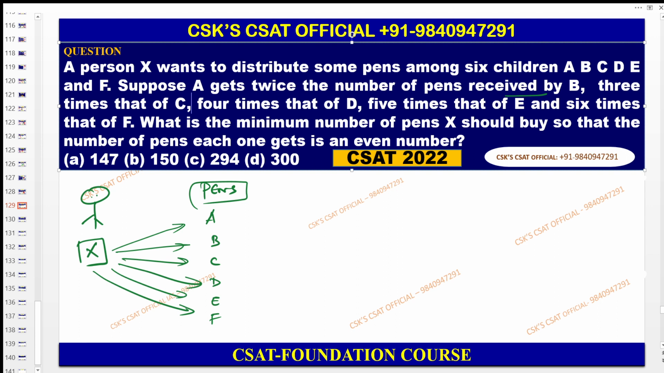4 times that of D, 5 times that of E, and 6 times that of F. Yes, this is correct. So now let us see this one. Now understand this question here.